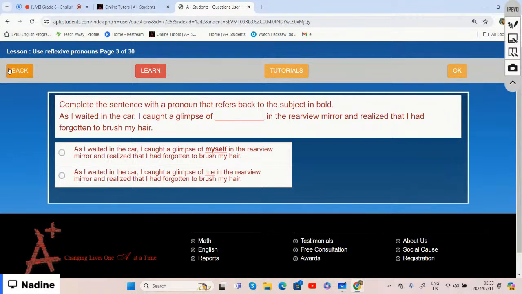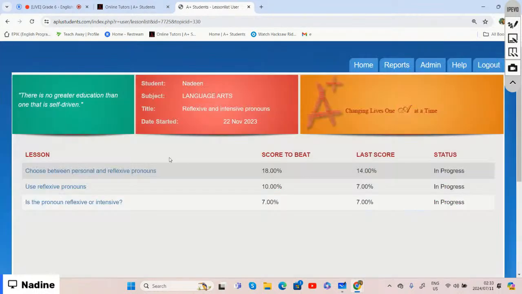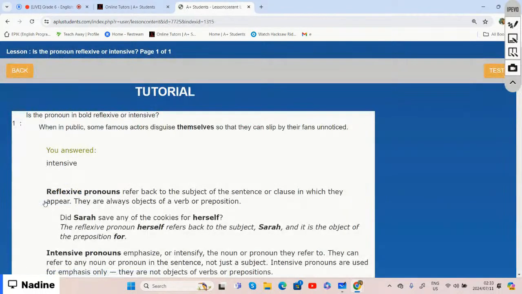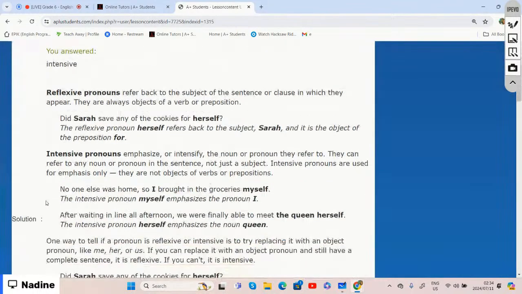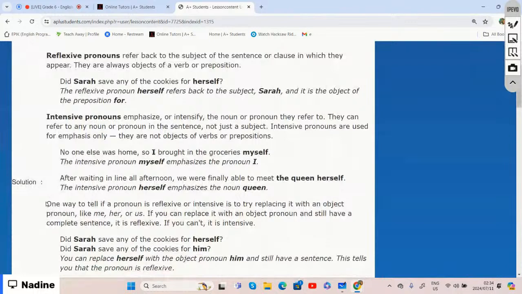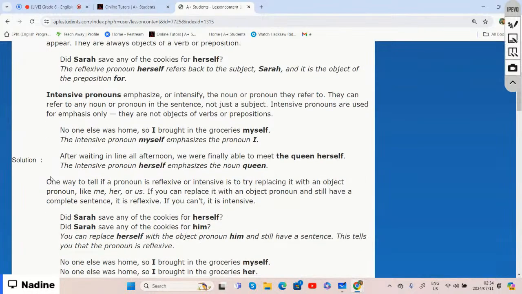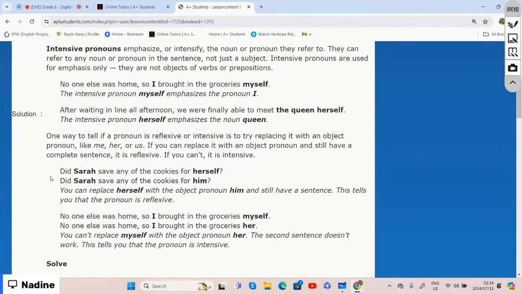All right. Now we are going to say, is the pronoun reflexive or intensive? And we say the reflexive pronoun refers back to the subject of the sentence or clause in which they appear, and they are always an object of a verb or an object of a preposition. And we said intensive pronouns emphasize or intensify the noun or pronoun they refer to. When it comes to intensive pronouns, they can refer to any noun or any pronoun within the sentence, not just the subject.